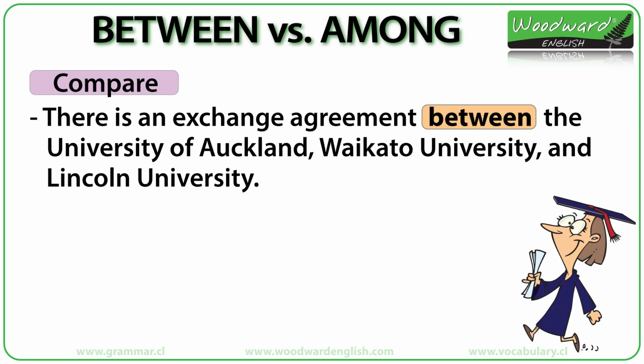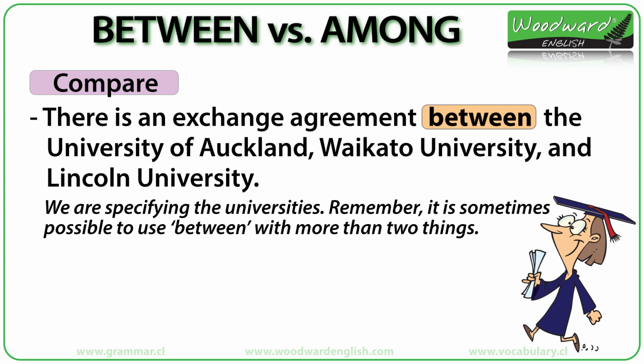Compare these 2 sentences. There is an exchange agreement between the University of Auckland, Waikato University, and Lincoln University. Here, we are specifying the universities. Remember, it is possible to use the preposition between with more than 2 things when those things are identified individually. In this example, we have specifically identified the universities with their names.